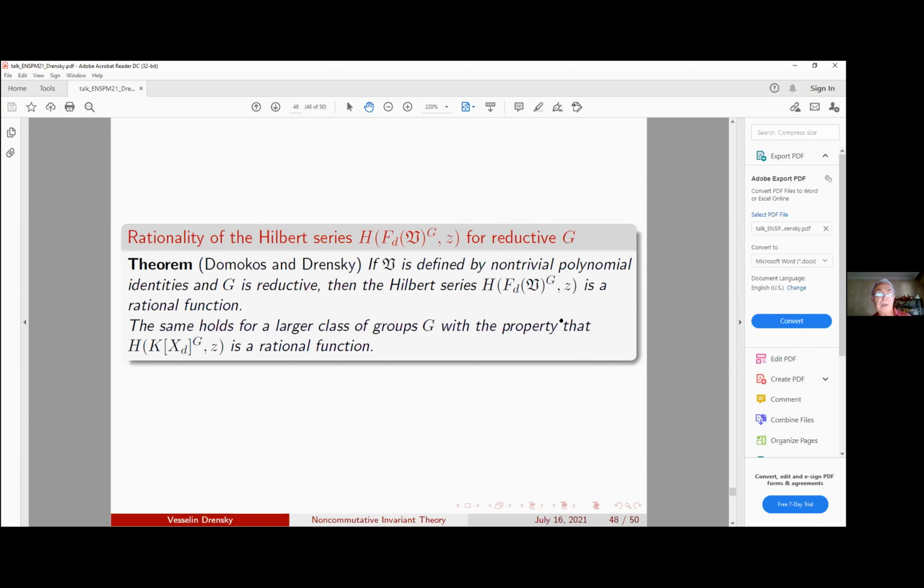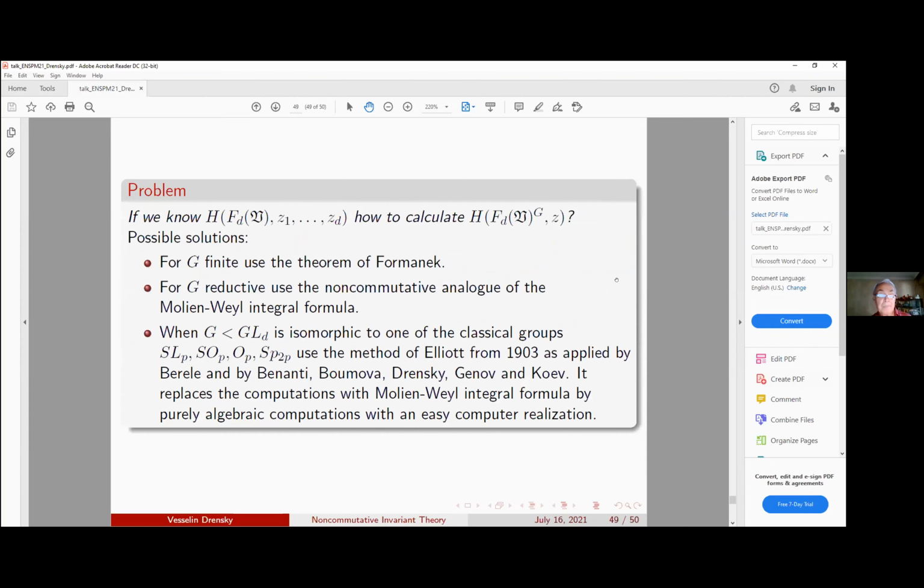But the rationality of the Hilbert series for all reductive groups is this rational function. You can even say this for a larger class of groups with the property that if you consider the usual invariants and the Hilbert series is a rational function, more or less always this Hilbert series is also a rational function. So the problem is, if we know explicitly the Hilbert series of the relatively free algebra, how do we calculate the Hilbert series of the algebra of invariants?